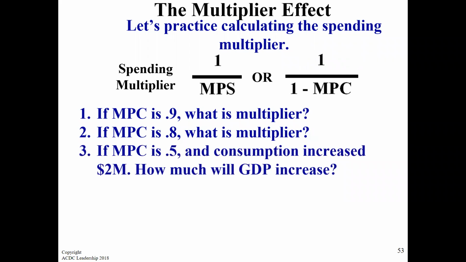Dimitri, if the MPC is 0.5, what will be the multiplier? It's 1 over 0.5, which is 2. You're going to have a calculator, so I'm not worried about it. If the multiplier is 2, Dimitri, how much will GDP increase?